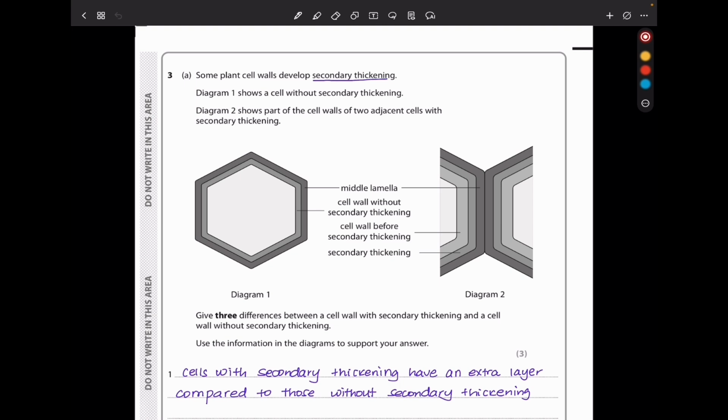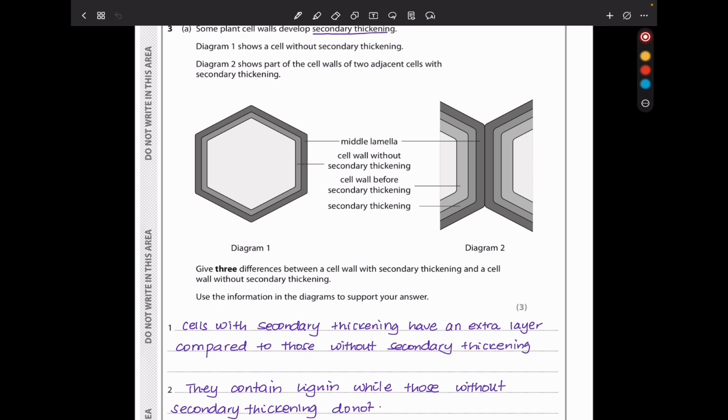In question 3, some plant cell walls develop secondary thickening. Diagram 1 shows a cell without secondary thickening, and diagram 2 shows part of the cell walls of 2 adjacent cells with secondary thickening. So we have the first diagram and we have the second one.